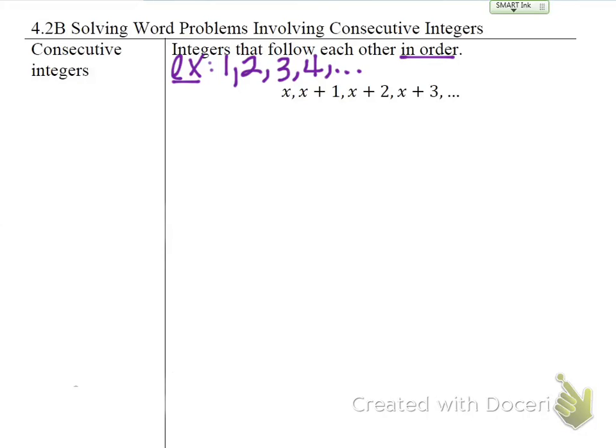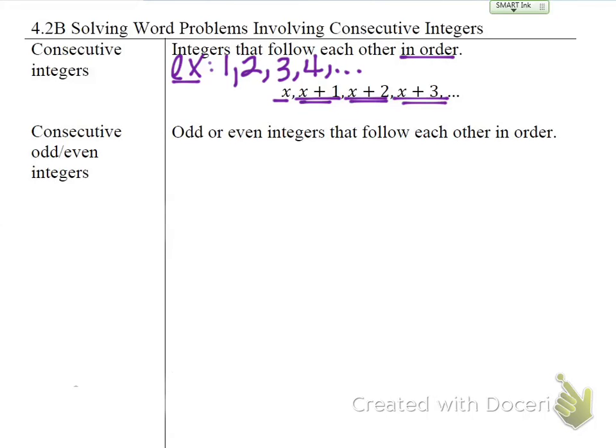So if we're talking about it in general terms, if x is the number that you start with, to get to the next integer, you add 1, so that would be x plus 1. To get to the one after that would be x plus 2. And to get to the one after that would be x plus 3, and so on. Make sense? Okay. So then we want to look at consecutive odd and consecutive even integers.